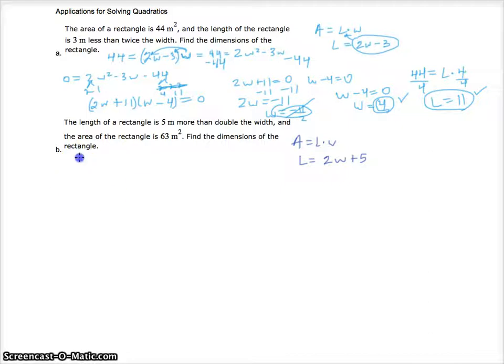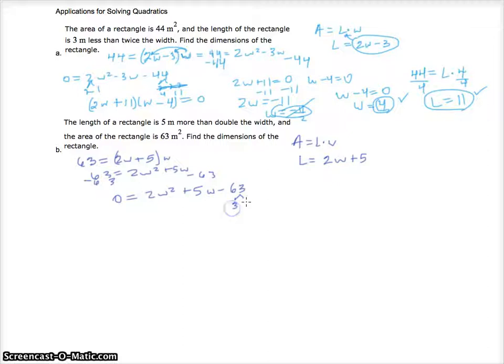So I'm going to have 63 equals 2W plus 5 times W. This gives me 63 equals 2W squared plus 5W. And now I need to get the 63 over here by subtraction. So 0 equals 2W squared plus 5W minus 63. Now we're going to factor it.